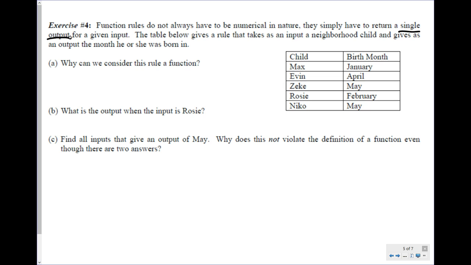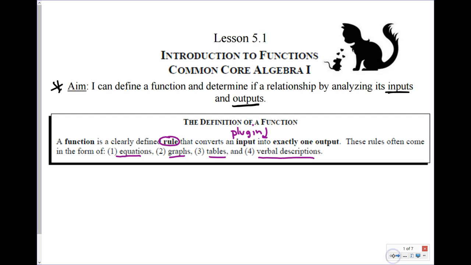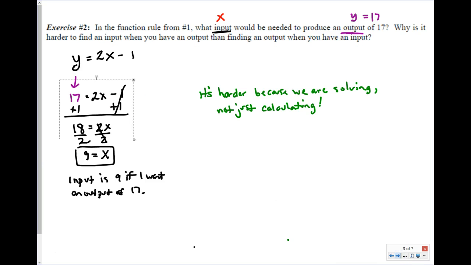So this is a fancy way of saying, you have a kid and they each have a month they're born in. Input the kid, you output a month. Question A says, why can we consider this rule a function? Well, remember the rule of a function. Let's go back to our definition. The rule of a function says that it converts an input into exactly one output, exactly one. You can't put something in and get out two things.